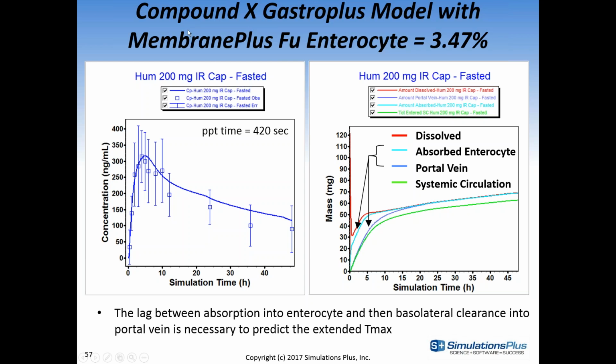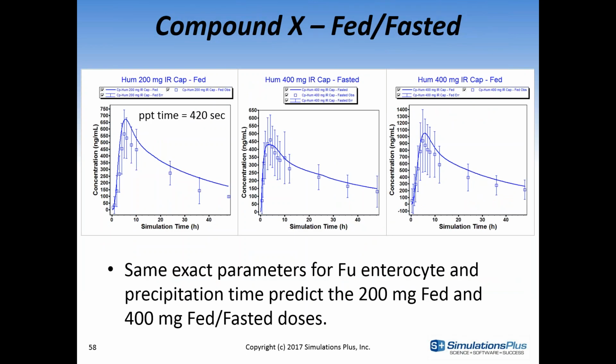So we were able to do a fairly good job, and this is the 20 mg IR capsule in the fasted state. How did it predict the other formulations, the 200 mg fed and the 400 mg formulation? So we ran the model against those formulations as well, and they fell within the error bars of the simulation. It also predicted the correct Tmaxes.